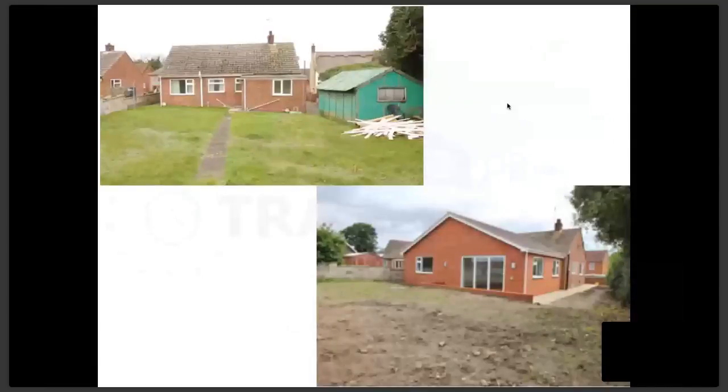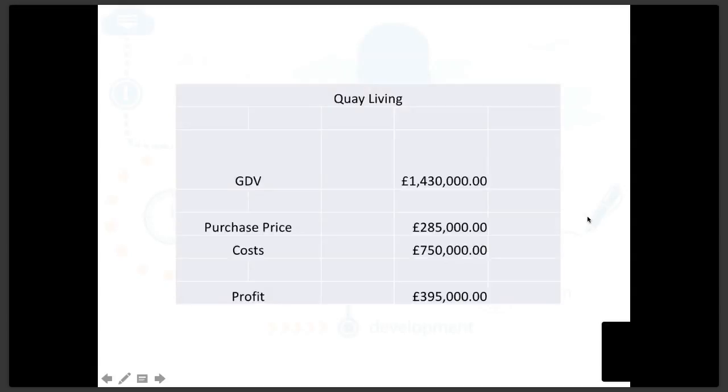So what I'll do now is, and here's, sorry, one more. Quay Living. It's obviously a coastal town. If they want to share with you where these places are, they can. But we're looking at 1.4 million, and the profit, the essential one, £395,000. Awesome.